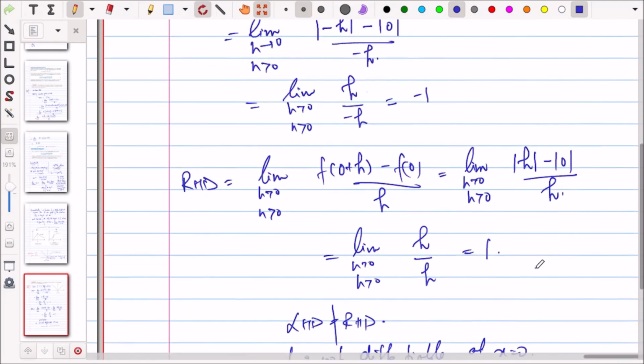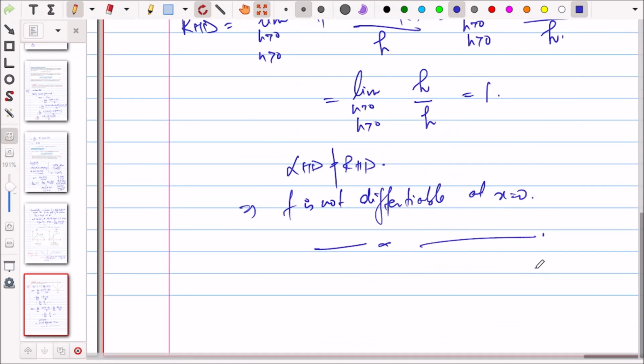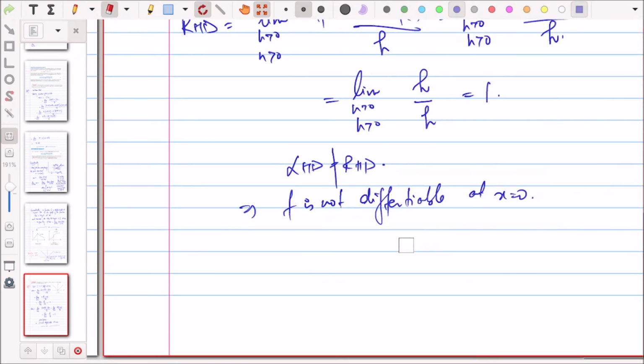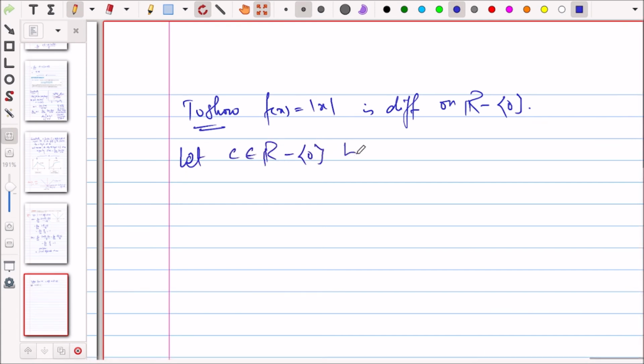Otherwise, if we have to show it is differentiable at all other points, we can show it. Let's do it, in case it comes in the exam: show that it is differentiable at all other points. So to show f of x equal to mod x is differentiable on R minus 0, that is, differentiable everywhere after removing 0, how will we do it? We will pick any arbitrary point, let c belonging to R minus 0 be any point.